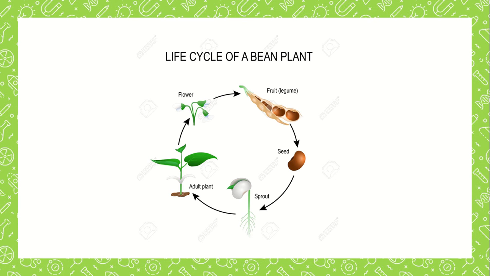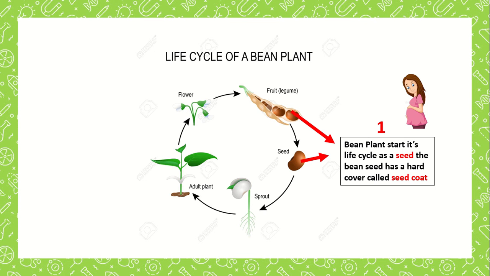Next, let's look at the life cycle of a bean plant this time. And how can we make an example of it using the woman's life cycle? First, number one, we need the seed. The bean plant starts its life cycle as a seed. The bean seed has a hard cover called a seed coat. So this is the same phase as the woman being pregnant. The baby is still inside and is still a seed that's not grown yet.